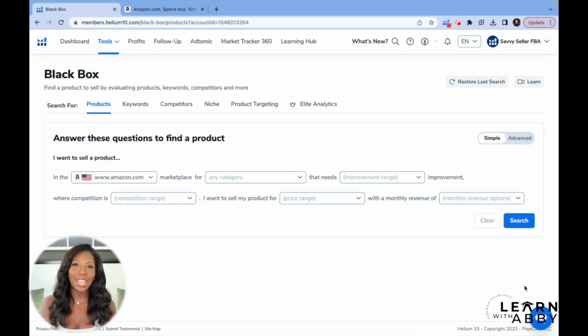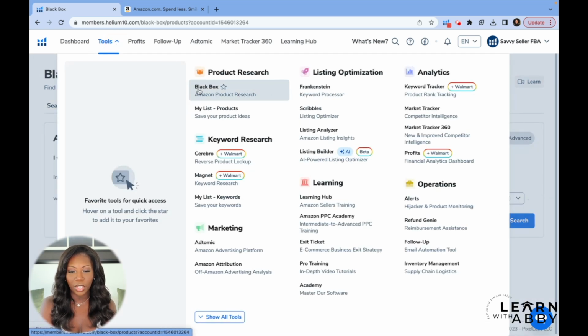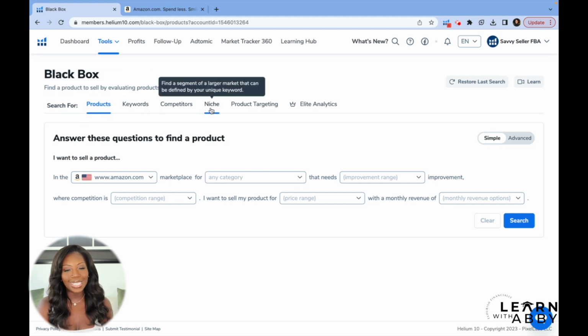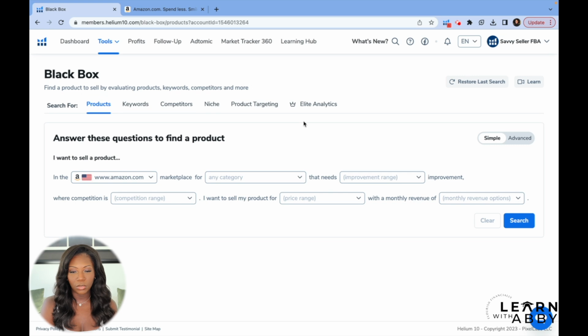So once you go ahead and join Helium 10, you'll be able to see this screen here. And the specific tool that I'm using is called Black Box. So if you go to the Tools tab, right at the top, you'll be able to see Black Box. You go ahead and click on that and you'll see all that I am seeing right here. So what it does is it defaults to this view right here, which is the Products tab. So we can see up here at the top, products, keywords, competitors, niche, product targeting, and so on and so forth.